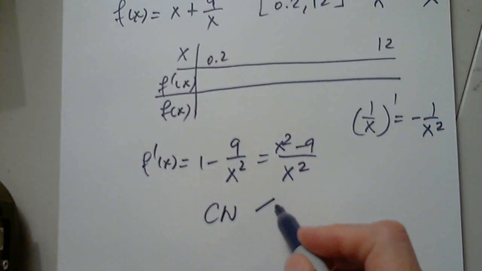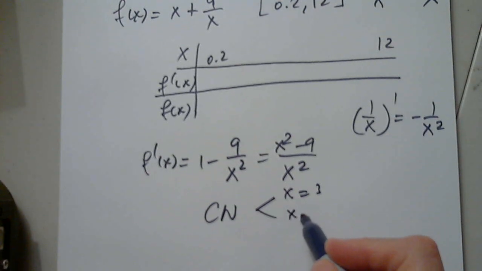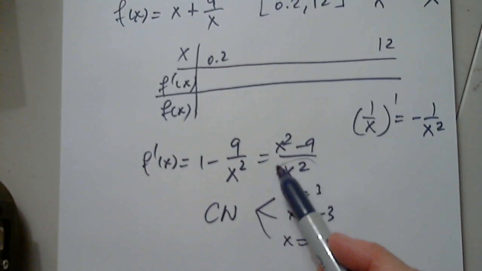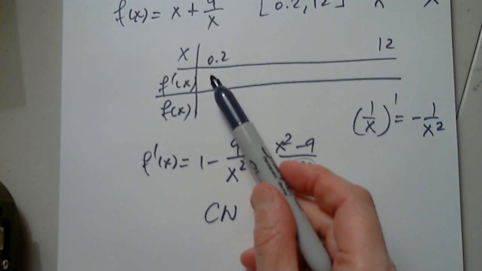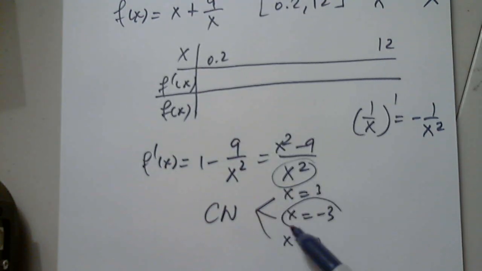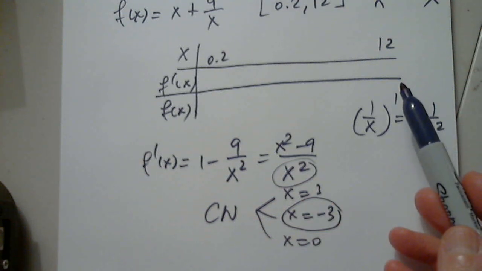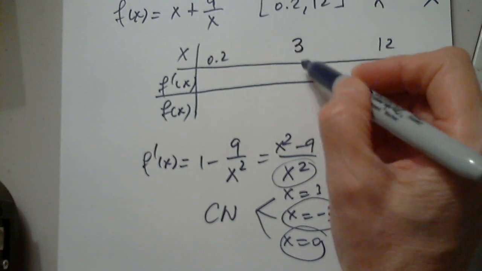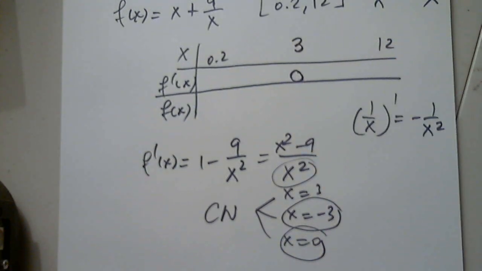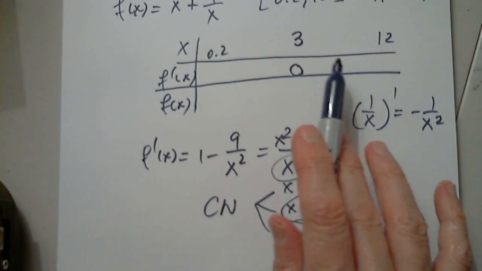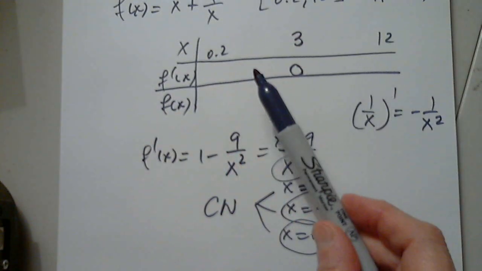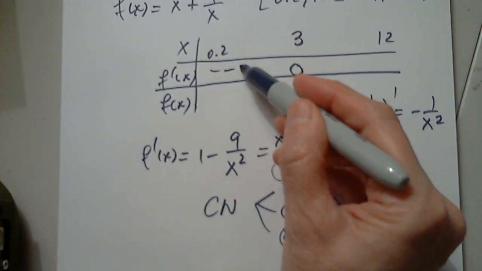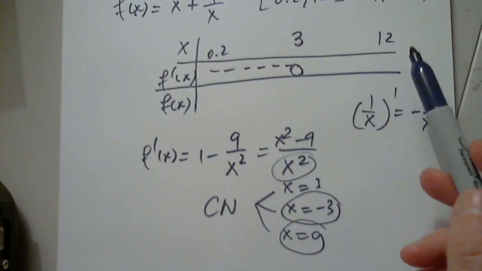Critical numbers are, of course, x equals 3, x equals negative 3, and x equals 0. But x equals 0 is not in the domain. X equals negative 3 is not in the domain. Okay? So the only one is 3. I have to study the sign left and right. So when I plug in 0.2, for example, this will be negative. When I plug in 12, this will be positive.